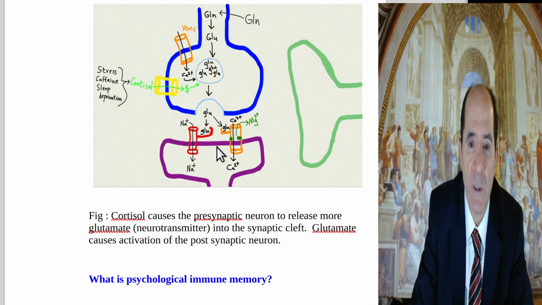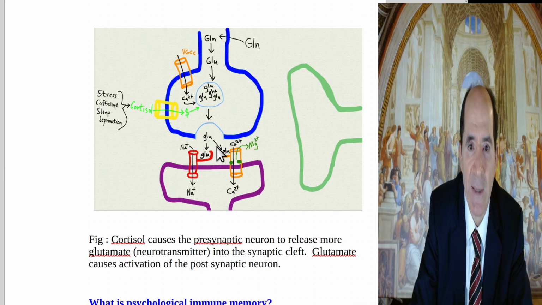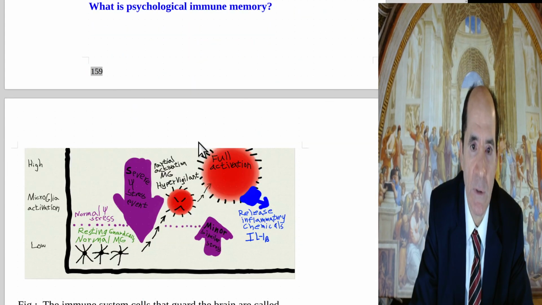Okay, so here's a little more detailed picture of the synapse. So it's not exactly VGCC, but the point is still cortisol binds to the axon terminal and causes increased release of neurotransmitter. All right, so the neurotransmitter goes across the cleft, activates the postsynaptic neuron. You need to know that. Okay. So it has a stimulatory effect.